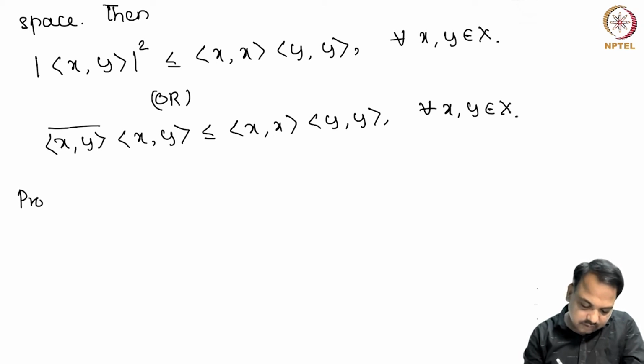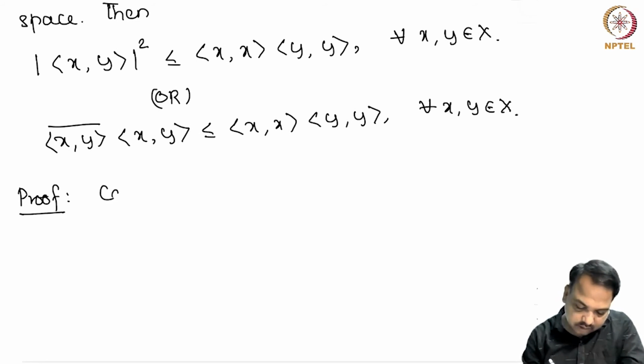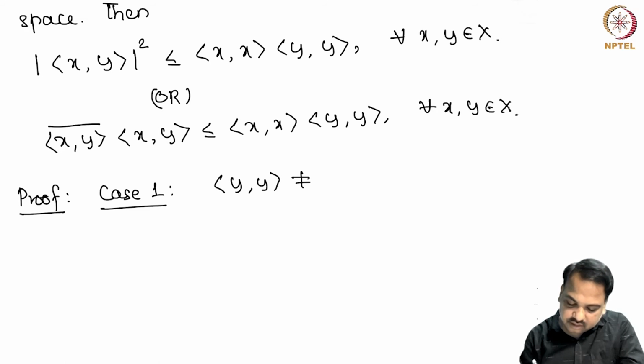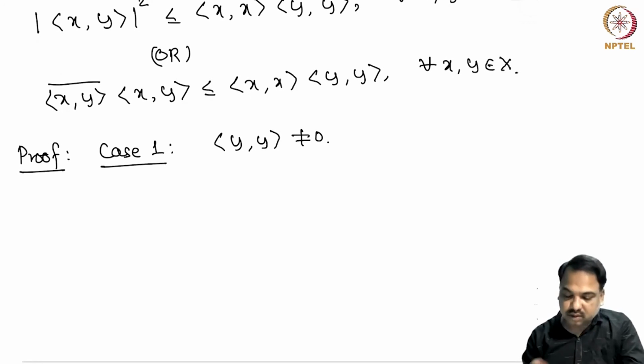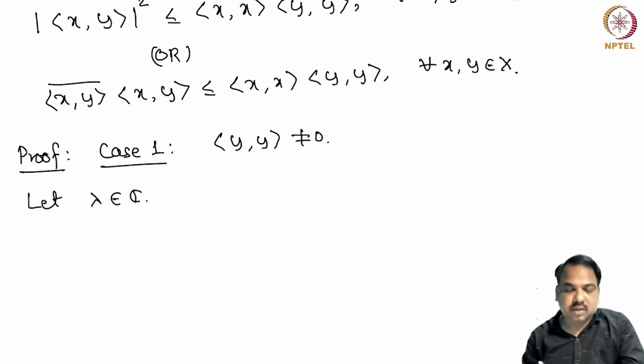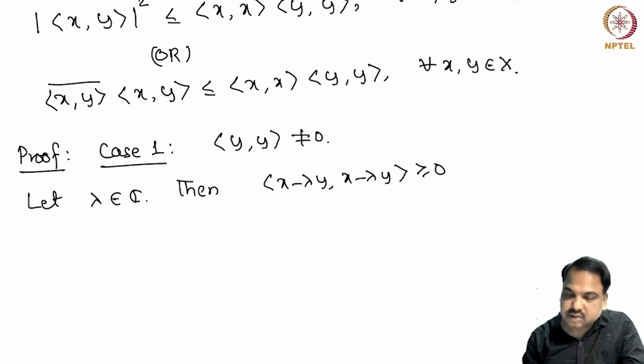Let us look at the proof. There are two cases. Case 1: assume that the semi-inner product of y with itself is non-zero. Let us take a complex number lambda which is arbitrary. Then we know that the semi-inner product of x minus lambda y is always non-negative.